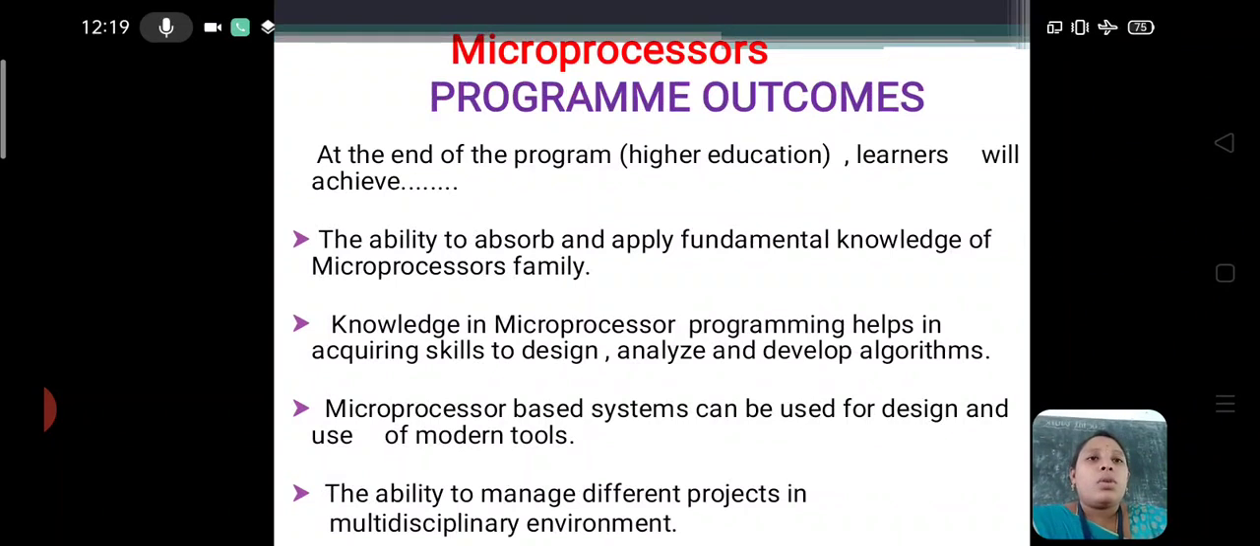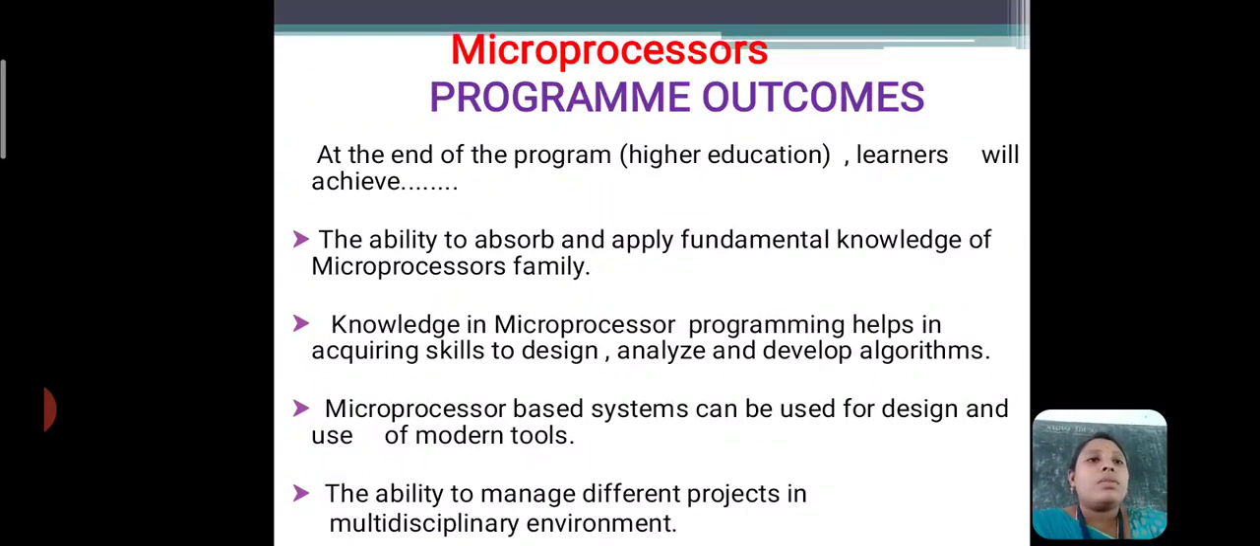Next, we see program outcomes. At the end of the program, meaning higher education or your PhD, learners will achieve the ability to observe and apply fundamental knowledge of the microprocessor family. Knowledge in microprocessor programming helps in acquiring skills to design, analyze and develop algorithms. Microprocessor based systems can be used for design and use of modern tools, and for the ability to manage different projects in a multidisciplinary environment. These are the program outcomes.